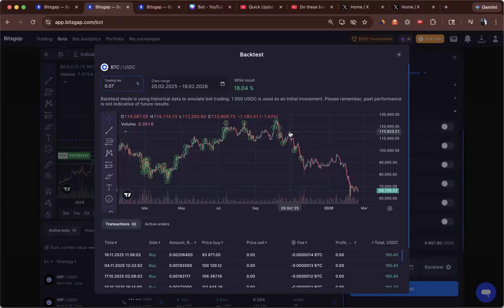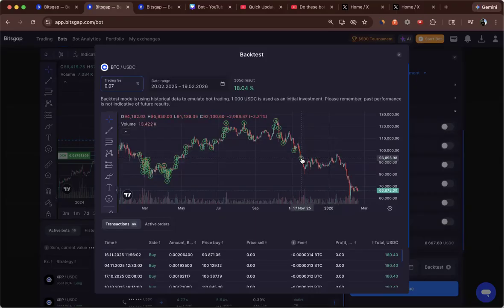And I tried to capitalize on these little bounces here by decreasing my take profit, and we'll play around with that a little bit, and I'll show you what I mean. But it really hurt the return. So say you set up this bot using these settings 365 days ago, and it has paid you 180 bucks in this case with $1,000 initial investment.